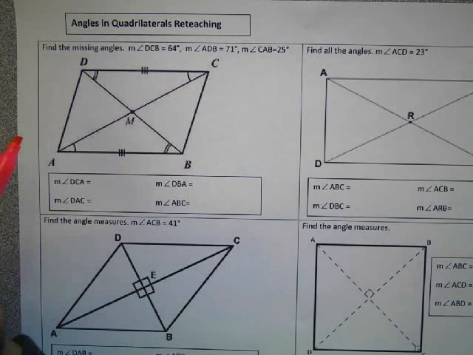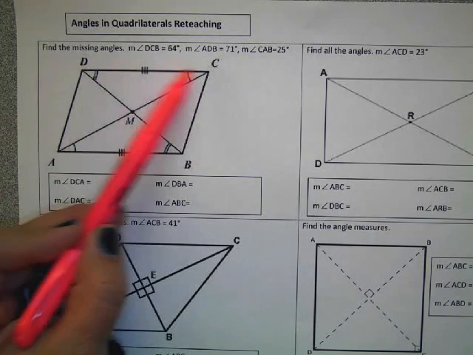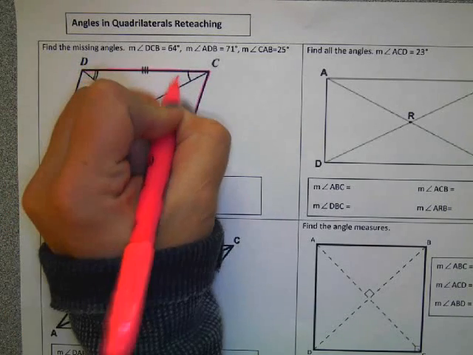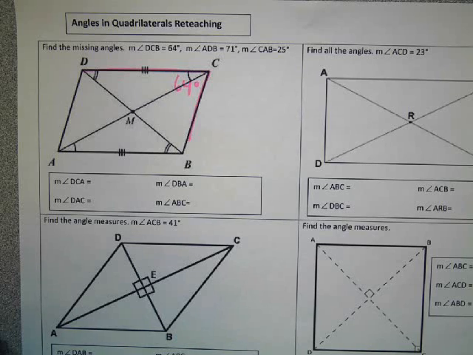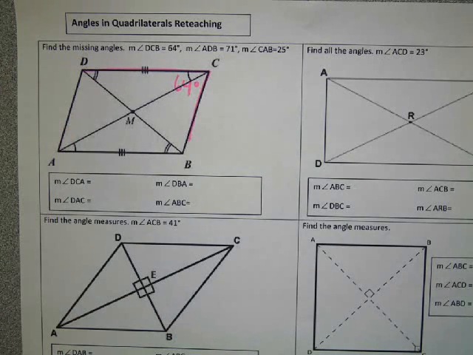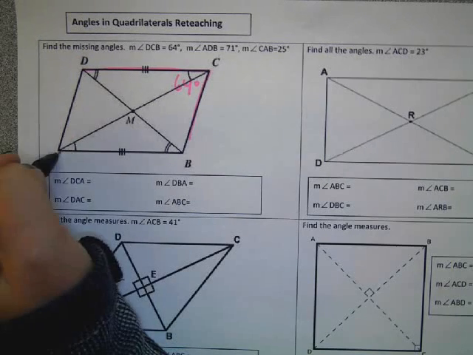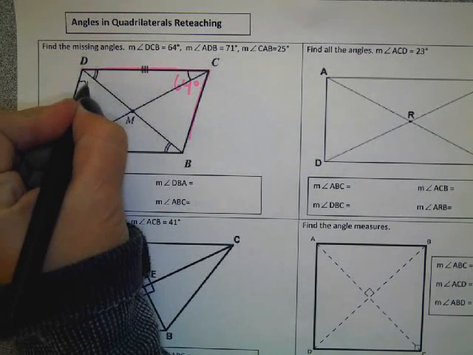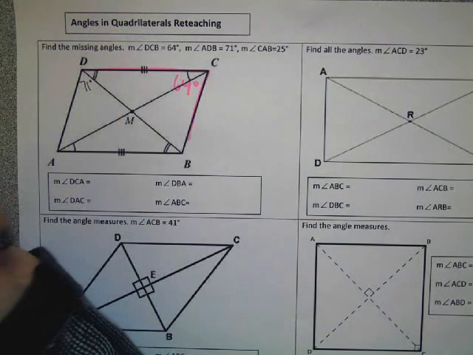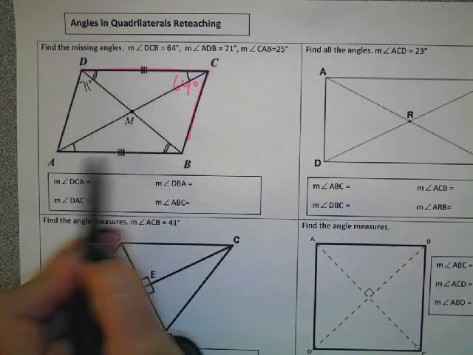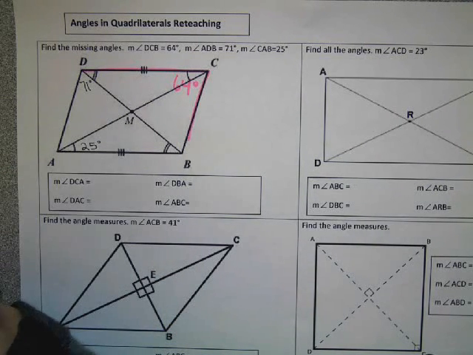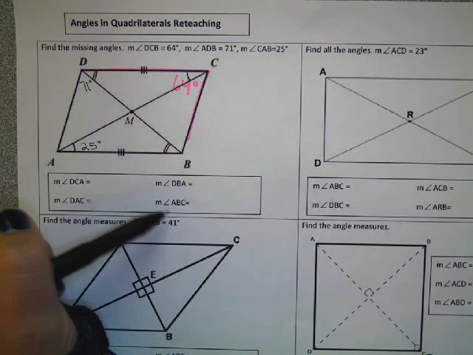So this figure is a parallelogram. Angle DCB, the entire angle DCB, is 64 degrees. ADB is 71 degrees. ADB is just this small piece here. And angle CAB is 25 degrees. And now we need to find the other missing angles.